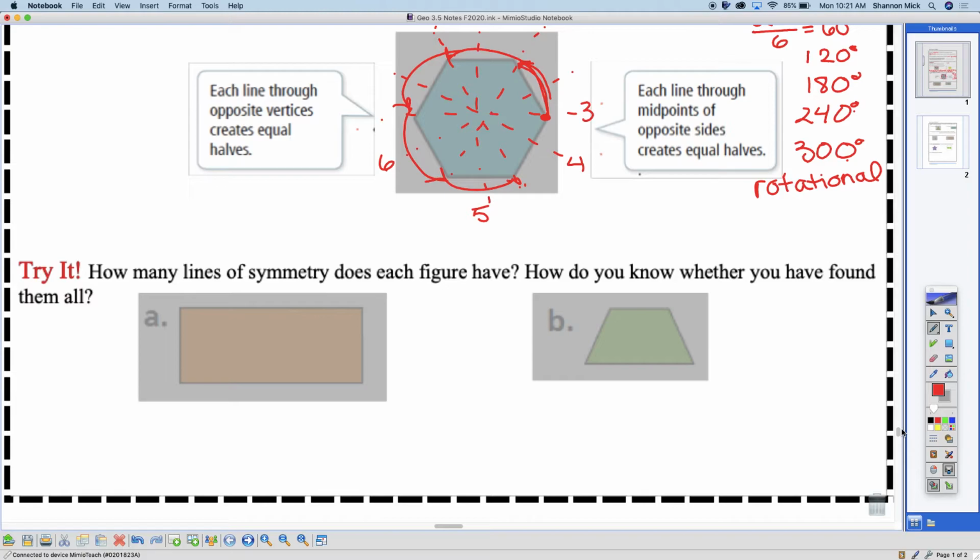Okay, does everyone have both? Yes. Well, we know Carly has 4. How many you got?